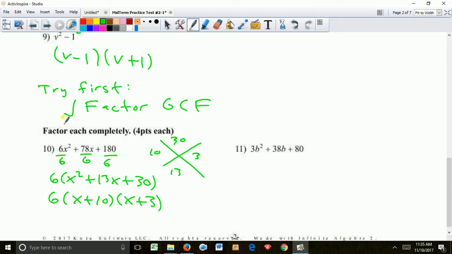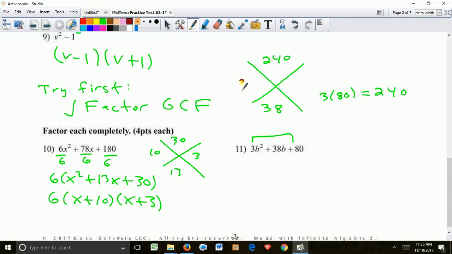Number 11, if you look at 3b squared plus 38b plus 80. This does not have a greatest common factor, so here we do have to go through, take 3 times 80, and get 240. To factor this using group factoring, we want to find factors of 240, whose sum is 38. Such factors are 30 and 8. 30 times 8 is 240. 30 plus 8 is 38.